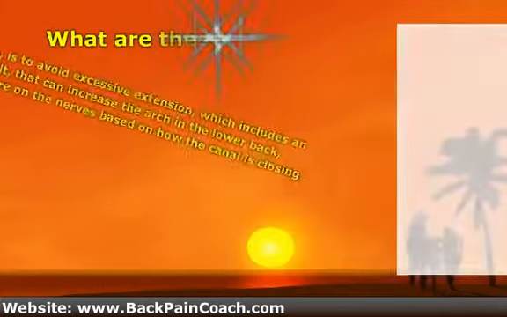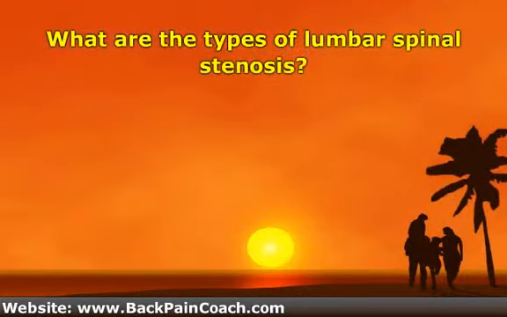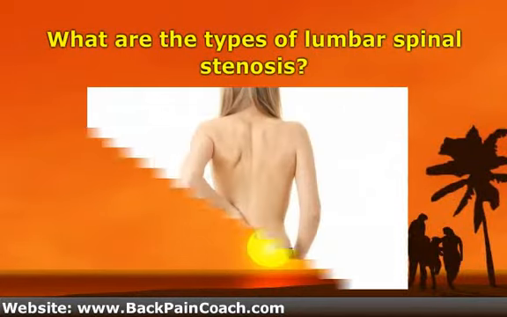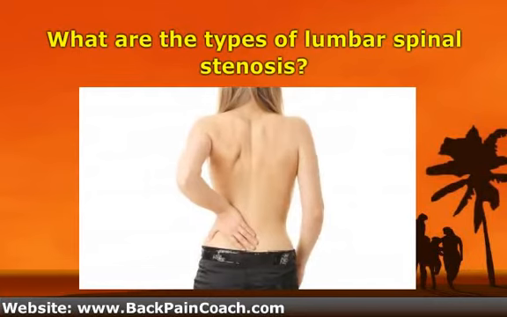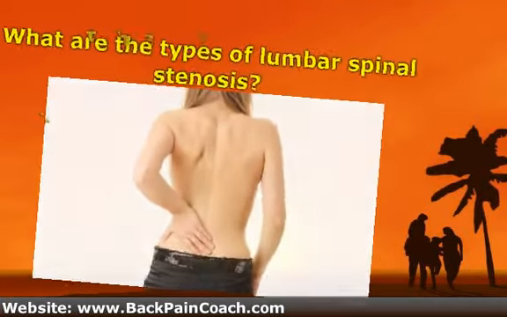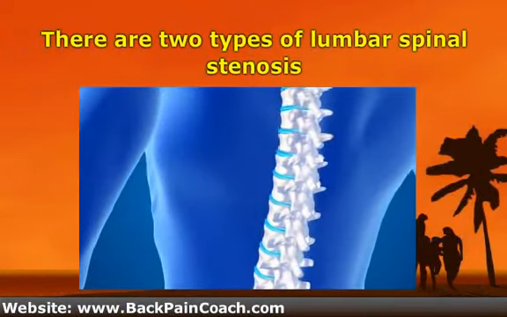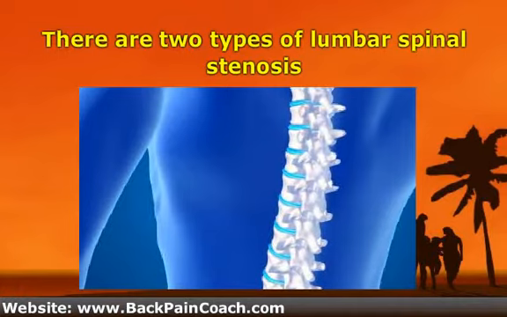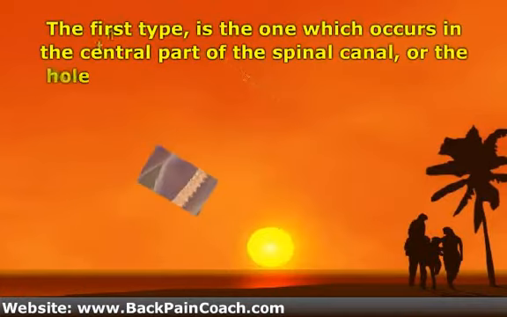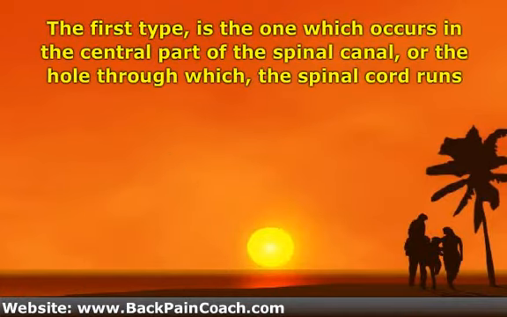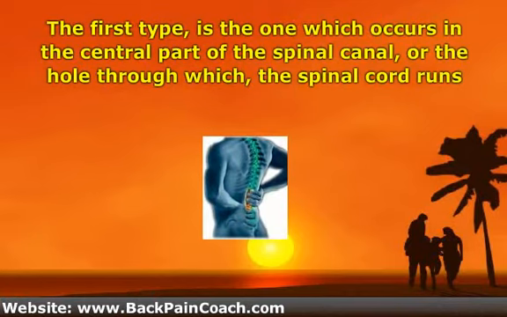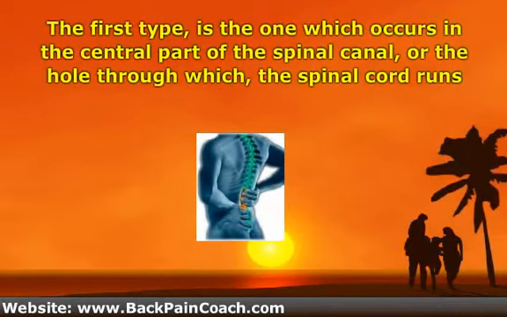What are the types of lumbar spinal stenosis? There are two types of lumbar spinal stenosis. The first type is the one which occurs in the central part of the spinal canal, or the hole through which the spinal cord runs.